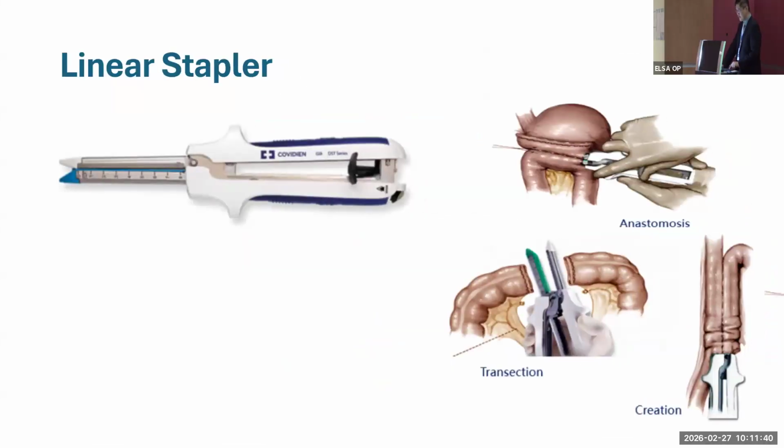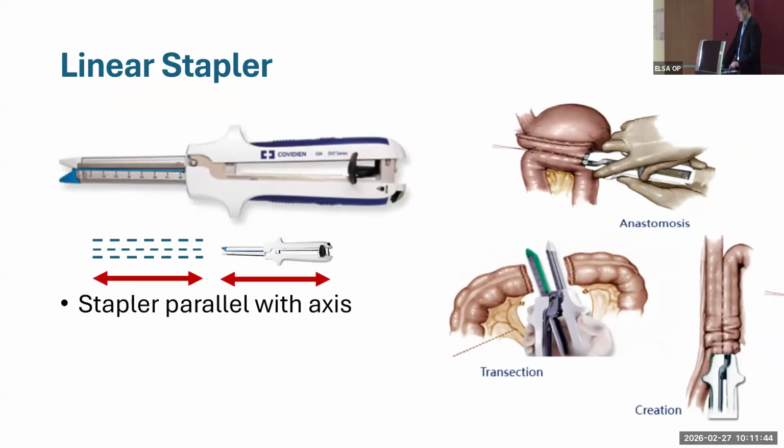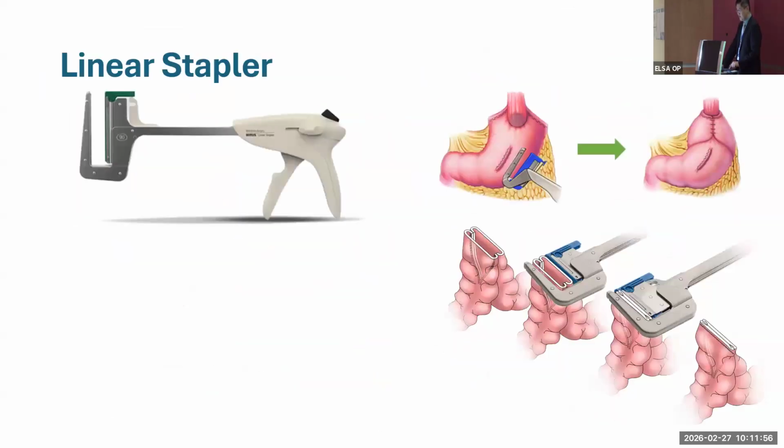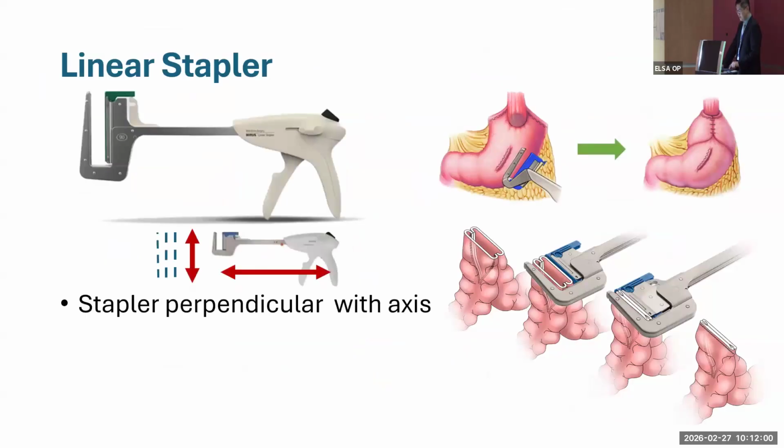So let's go through very fast one by one. These are all called the linear cutters. You have to see that actually the staplers and the axis of the cutter is actually in the same axis. And then this kind of stapler usually you can staple and cut. Whereas for this one, it's called a linear stapler as well. But then the stapler line is perpendicular with the axis.